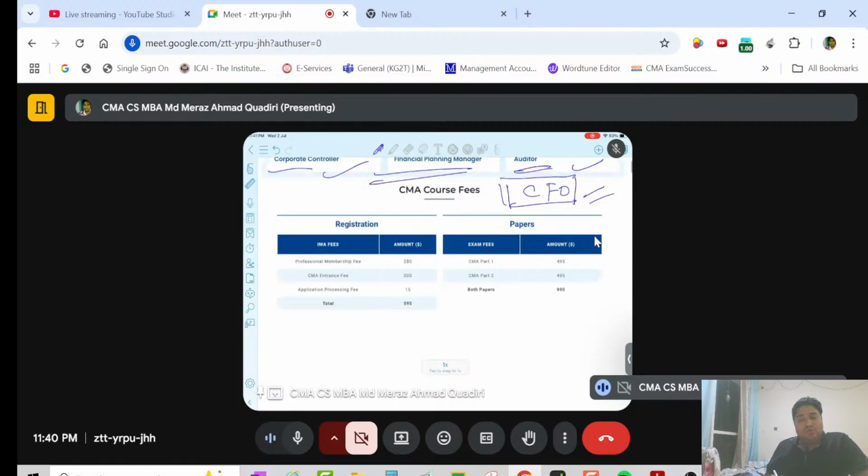Now coming to the cost. The registration cost is going to be 280. After that, for the entrance you have to pay 300. For the exam fees, 495 for part 1 and part 2, 495. So these are the costs involved.